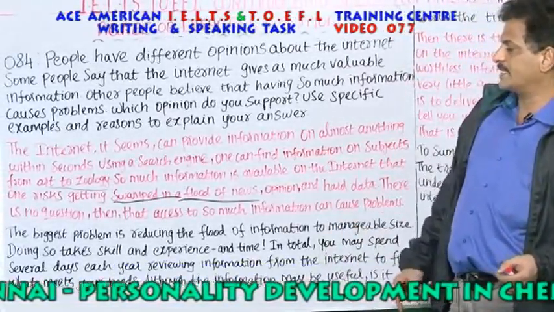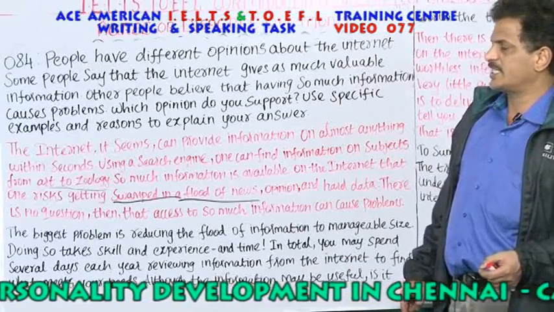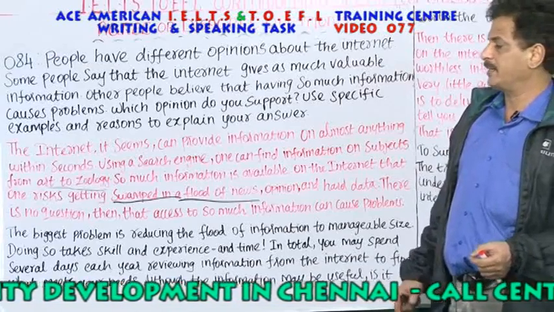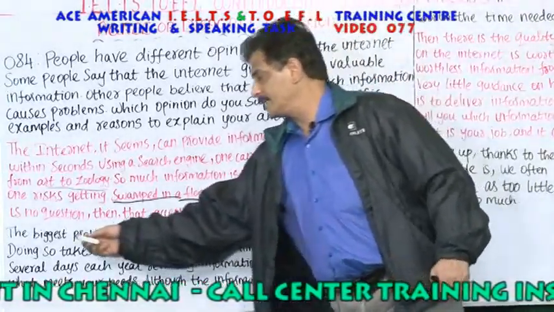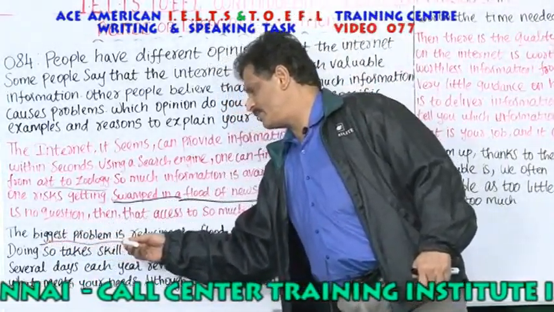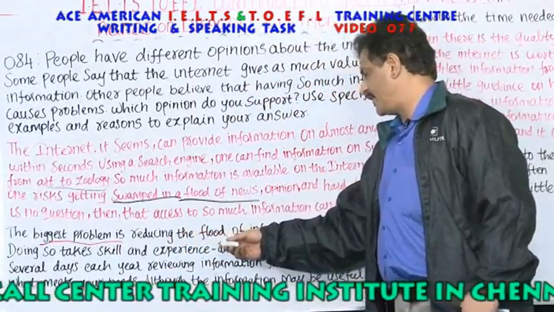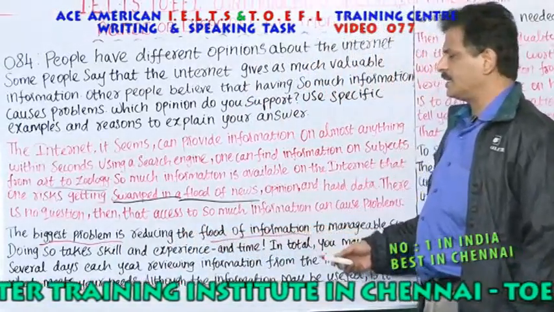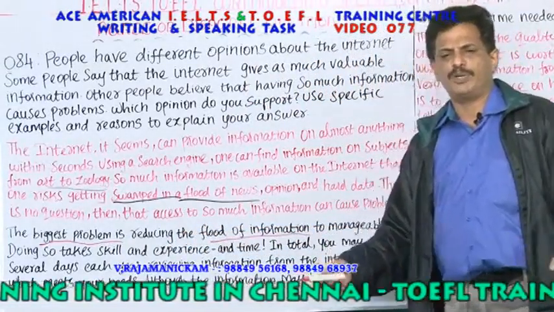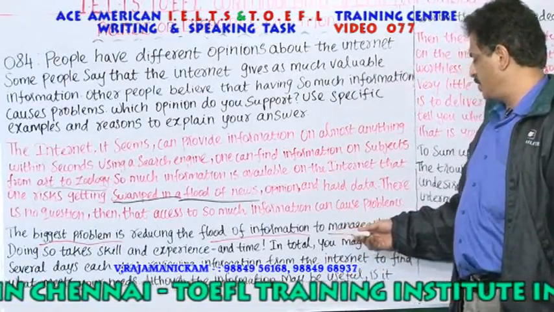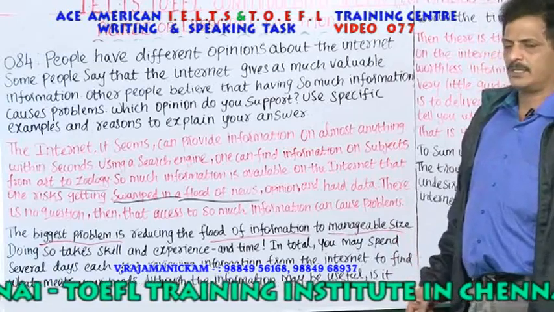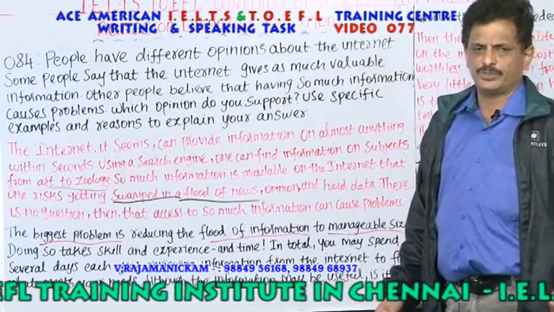So, there is no question then that access to so much information can cause problems. Of course, a lot of information creates problems. This is what the writer says. So, the internet has a lot of information, it's quite good. But here the writer goes in for saying that the internet has a lot of information, but it creates problems. It causes confusion.